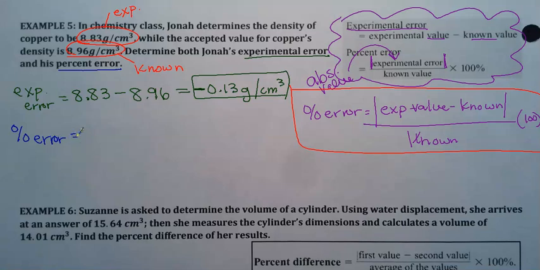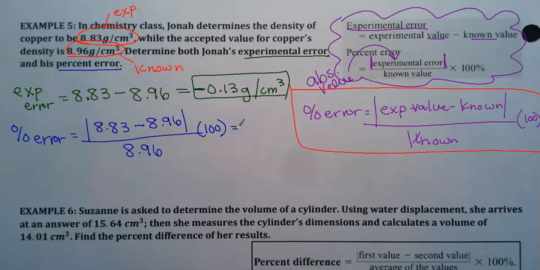Okay, I'm going to take the experimental value. Okay, so it's the absolute value, right, of his experimental value. Well, what was that? The 8.83. Subtract by the known value. Good. Okay, well I need to write, I'm going to divide by the known. Which one's the known? 8.96. The 8.96. Good. And then what else is in my formula? I'm going to multiply by 100.